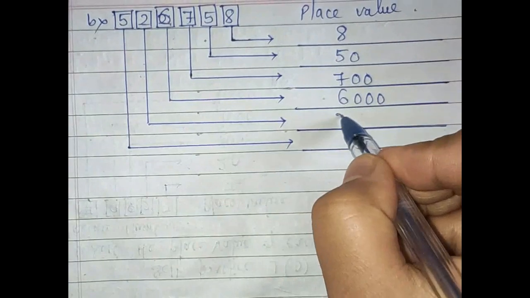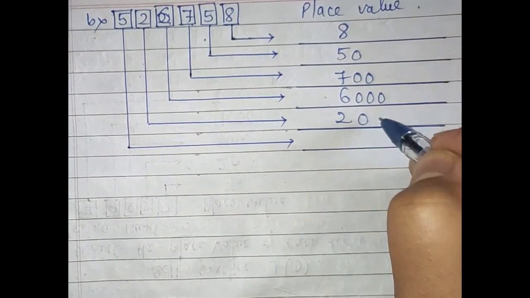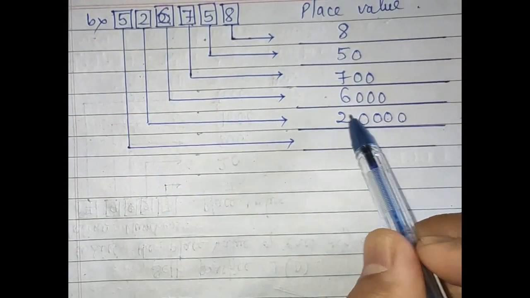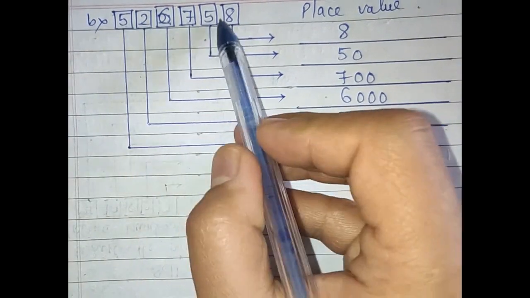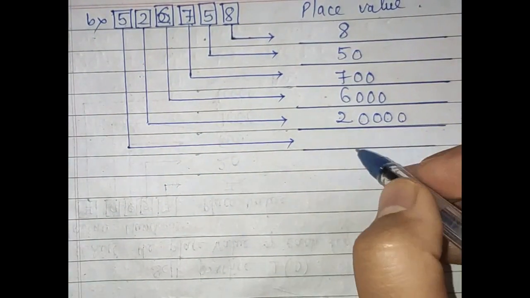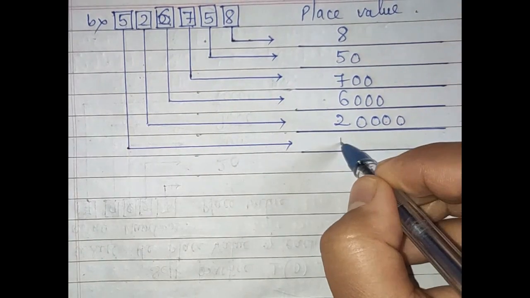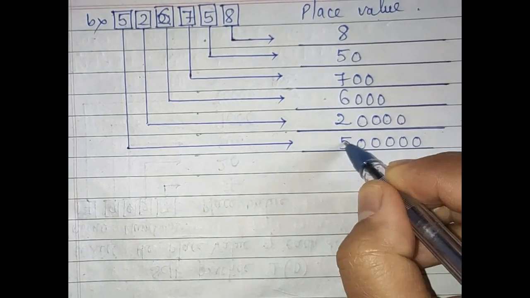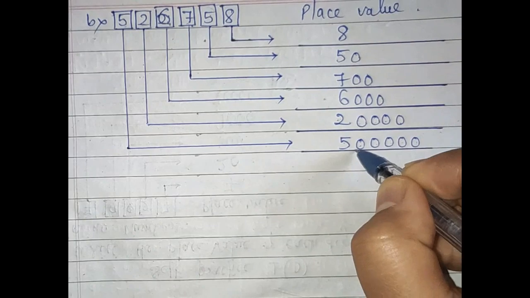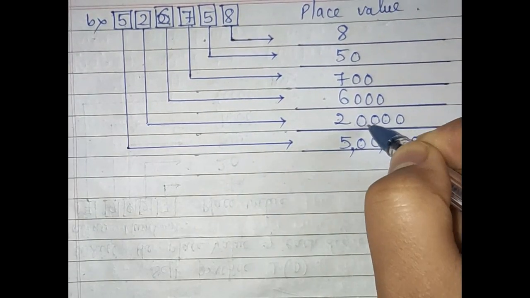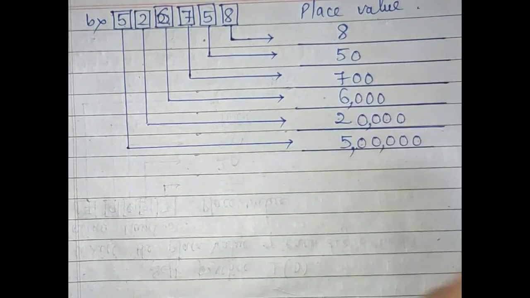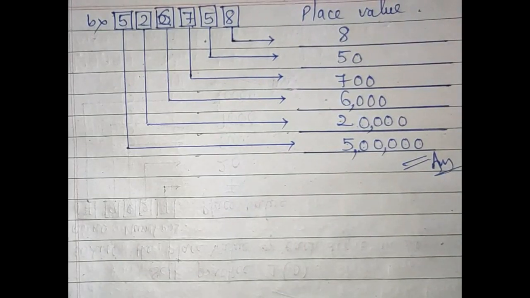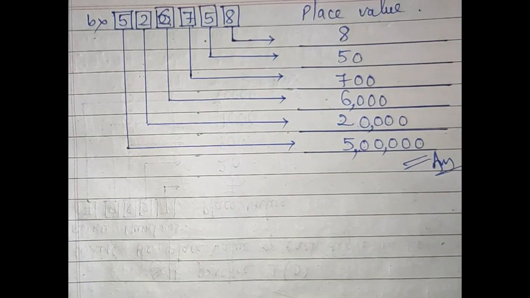After that we have 2, how many zeros should be there? 4 zeros should be there, right? Because it is in the 10,000 position. 1's, 10's, 100's, 1,000's, 10,000's. After 10,000 what comes? It is of 6 digits and it is forming a lakh, right? So 1 2 3 4, 1 2 3 4 5 6. One thing I'm missing is to put the comma. Do not forget to do that. 6,000. In case of 700, no need to put the comma. So this is the way to write the place value of any given number.